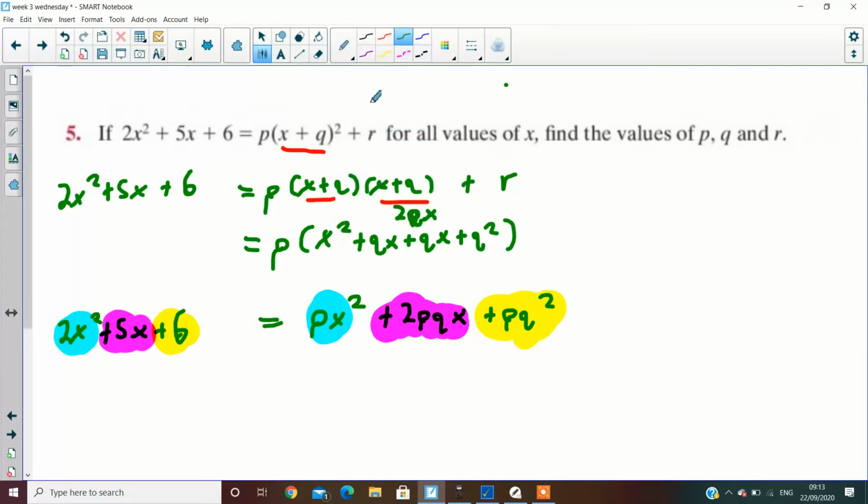You have three equations, and which is the easiest one? p must equal, why is p equal to 2? Because px squared equals 2x squared, right? That makes things easy. Now you have a choice between the other two. You can use 2pq for the pink one equals 5. You can do that one if you want.